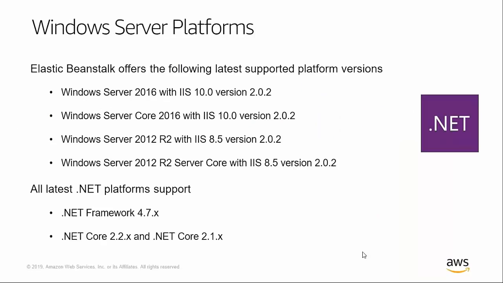When you deploy a .NET application, it's actually deployed on a Windows Server platform. Today, Elastic Beanstalk offers the latest supported platform versions, consisting of Windows Server 2016 Core, Windows Server 2016, and Windows Server 2012 R2, with IIS versions 8.5 to 10.0. All the latest .NET platforms are supported as well, so we support .NET Framework 4.7 and above, and .NET Core 2.1 and 2.2.